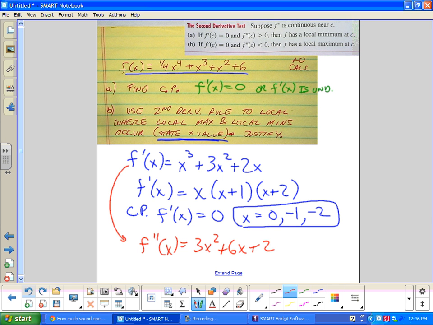And then it says if the first derivative is 0 and the second derivative is positive, it is a local min. Well, that's because if it's positive, it's concave up. And the opposite is true. If it's 0 and concave down, it is a maximum. So that's our justification here. I'm going to do this with a table.